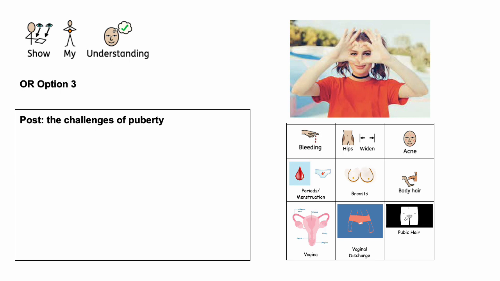This is the frame to help you do option 3. You might like to draw the features of your influencer on this body shape if you wish. And the post about the challenge of puberty you might like to write in this box or to draw in this box. There doesn't have to be words here. It could be a picture of her showing the challenges of puberty. So choose a challenge, 1, 2 or 3.